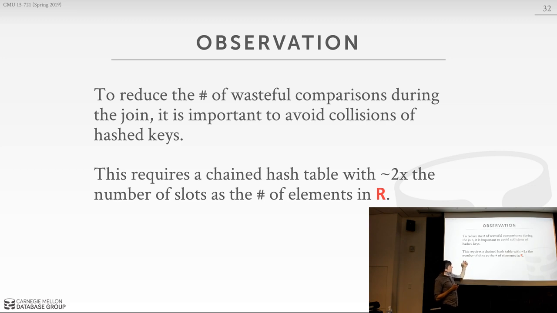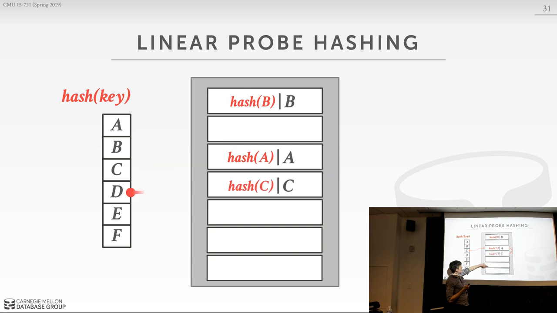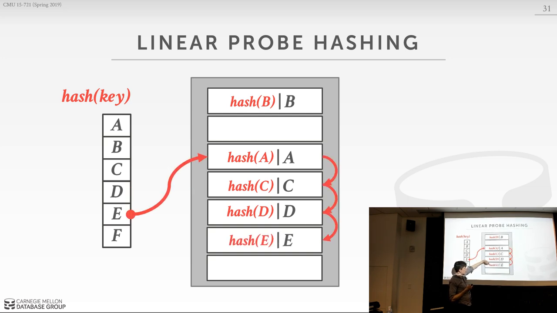So say we want to reduce the number of wasteful comparisons that we do during our join. What can we do? Someone says use a larger hash table? Well, what's the big issue here? For E, I should be here, but I end up down here. But when you think about it, D should have been here but ends up here. So D is actually closer to where it should be than E is. E is all the way down here. It's three hops away. What's that? He says swap E and A, yes.